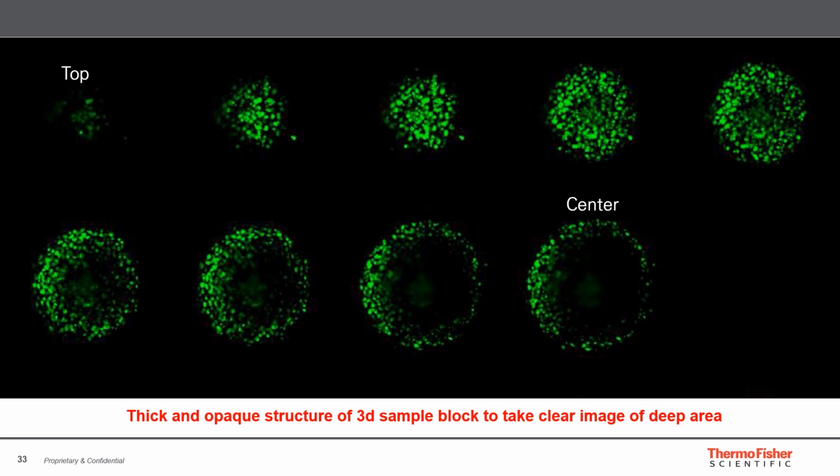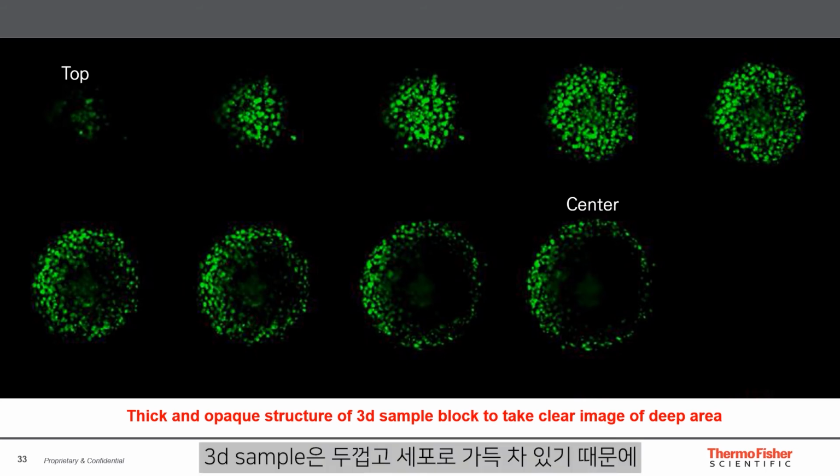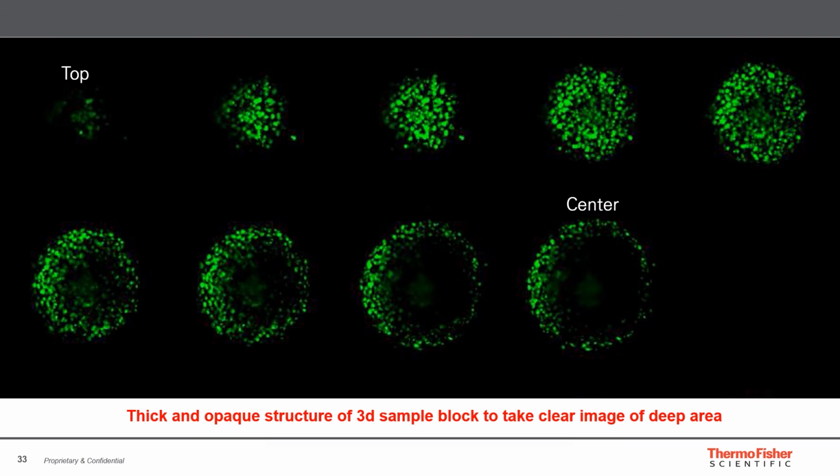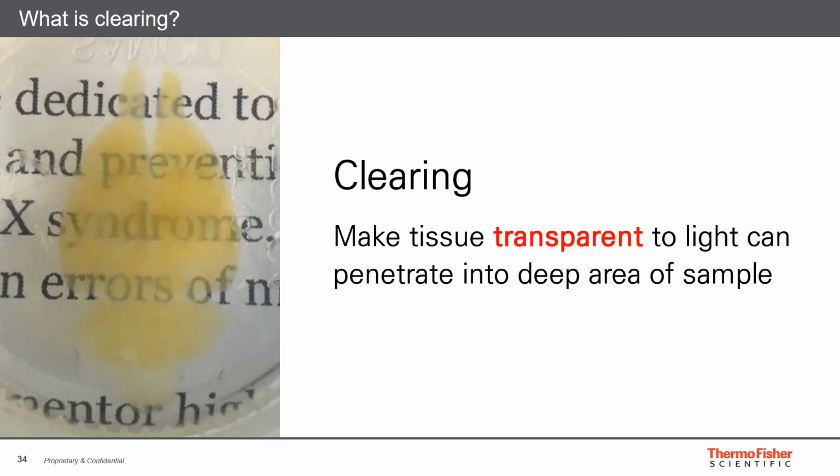If you are doing 3D fluorescence imaging, you will definitely encounter a situation like this image. It is very difficult to see fluorescent signals from deep area of the sample because 3D models, spheroid or organoid, are very thick and opaque because there are many cells and tissues located inside of the sample. Then, how to overcome? The answer is clearing. Clearing means that you make the sample transparent to allow the light to penetrate into the sample.